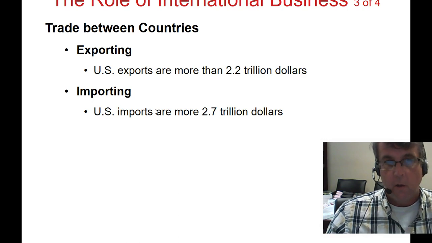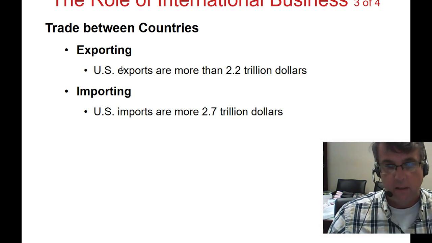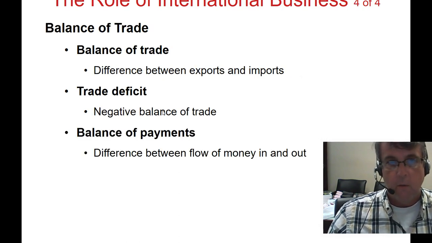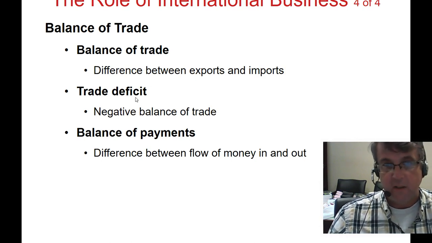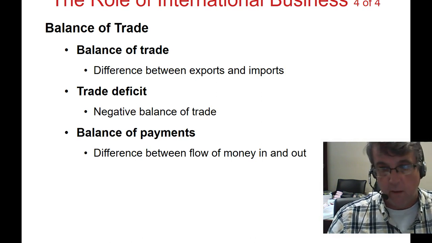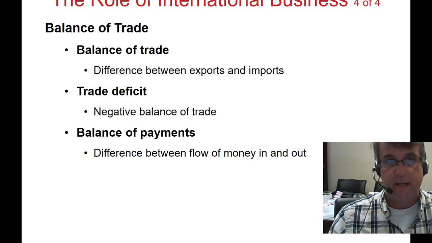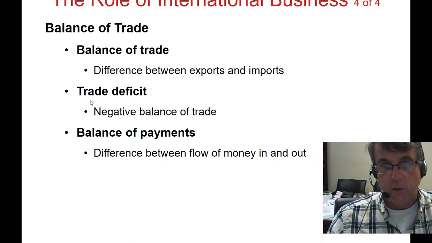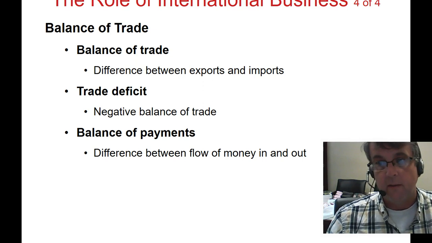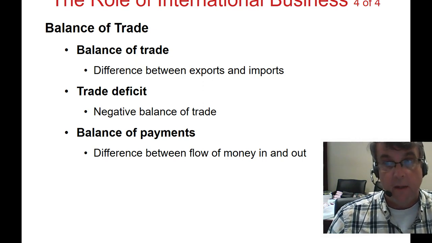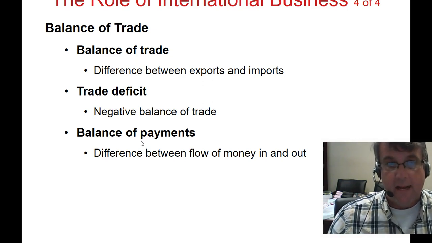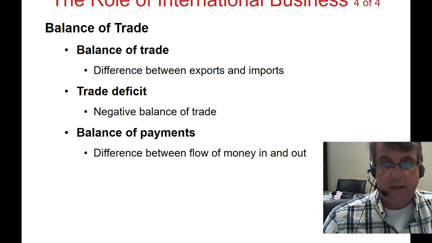Now here, we export less to the rest of the world than we import. So when we talk about the balance of trade, we have what's called a trade deficit. That's a negative balance of trade. We buy more from foreigners than we sell to them, so we have a trade deficit. Those countries we buy more from than we sell back to them, they would have a trade surplus.